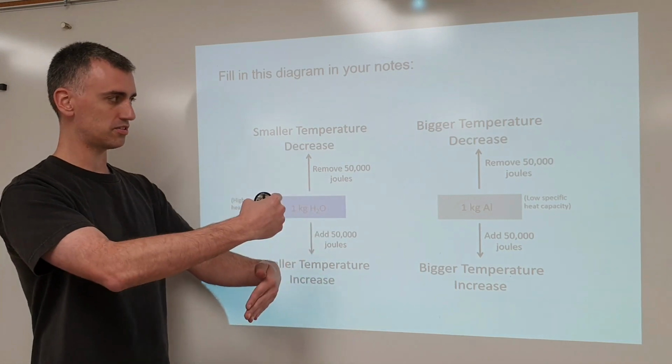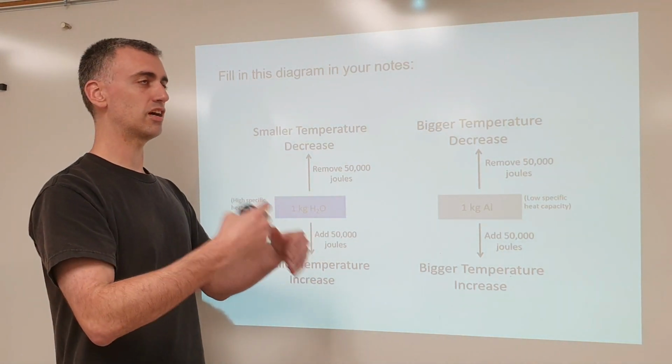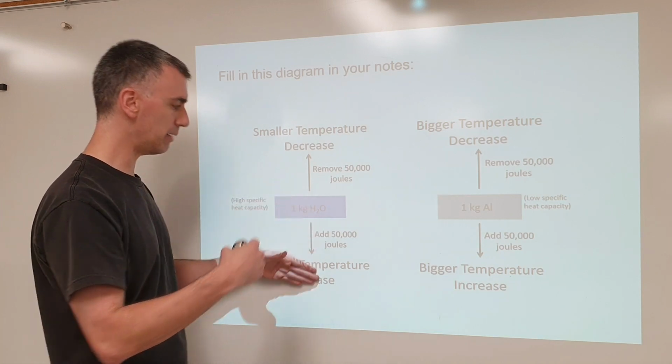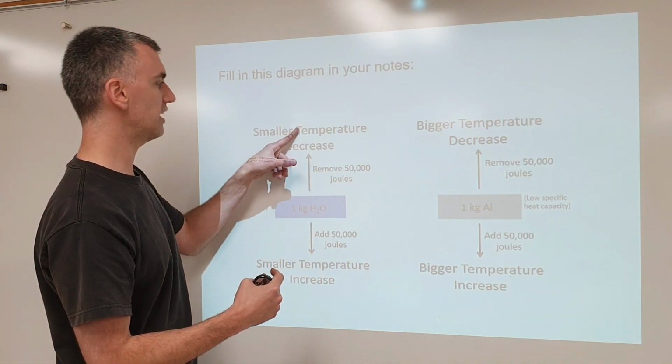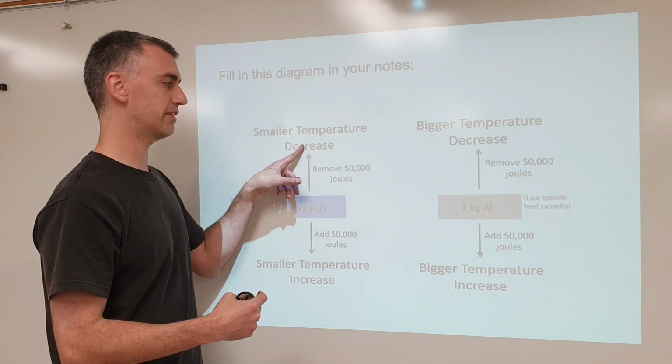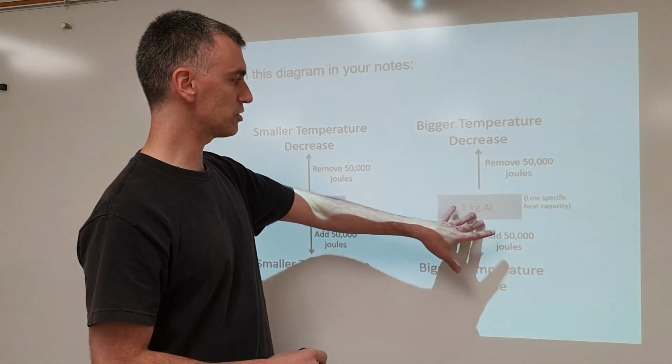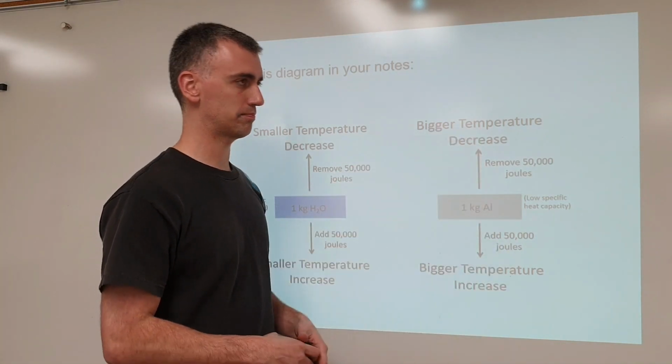But it goes the other way around too. If it takes a lot of energy to make the temperature of something go up, then in order for the temperature to go down, it's going to release a lot of energy. In order to make the temperature go down for this, it's not going to release very much energy.